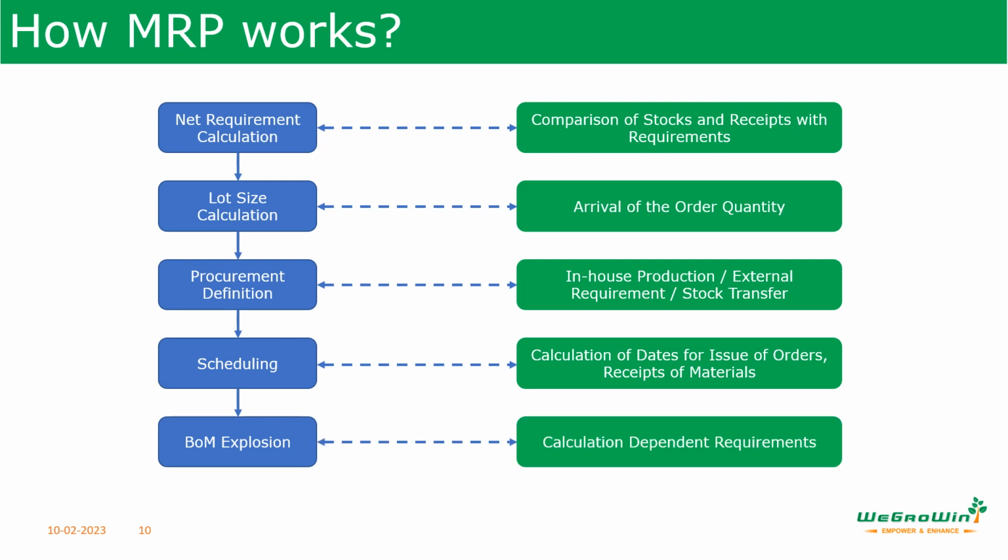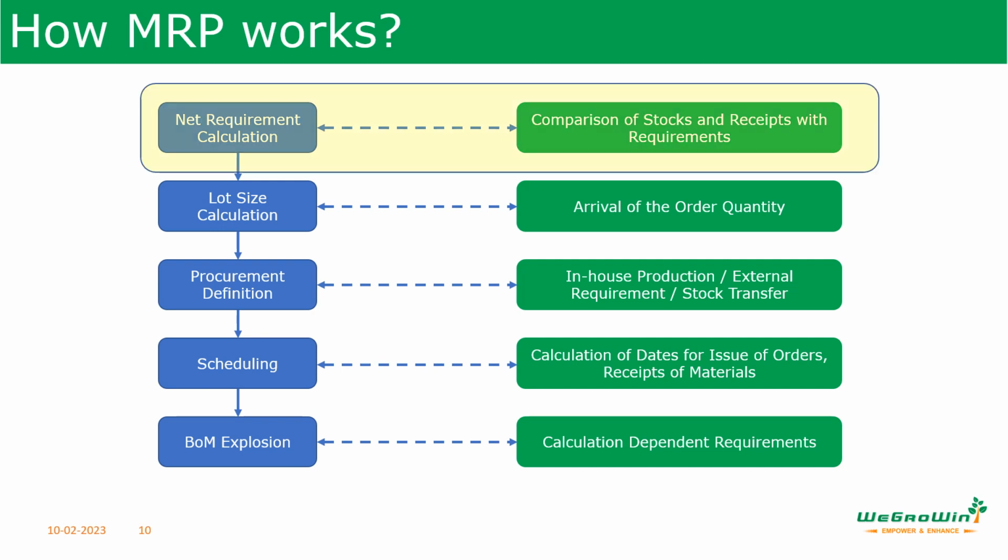And then the next level. Once it is planned, the system will go and check, do we need any further level of materials? It will explode the BOM. If there is no explosion of BOM, with that it stops. If there is explosion of BOM, the system will proceed further. So these are the steps. We will discuss them one by one here. To start with, what is the net requirement calculation?